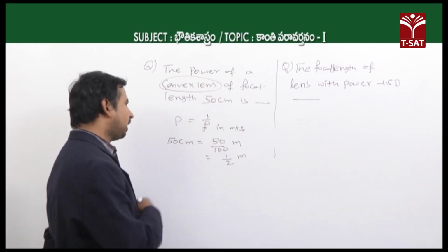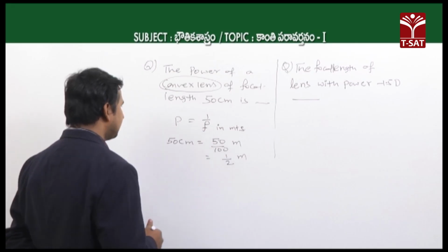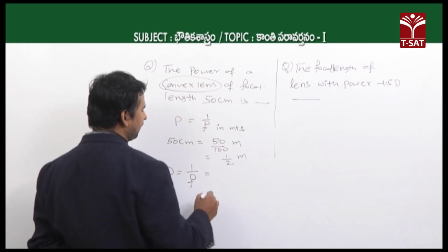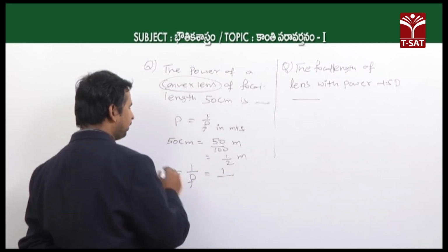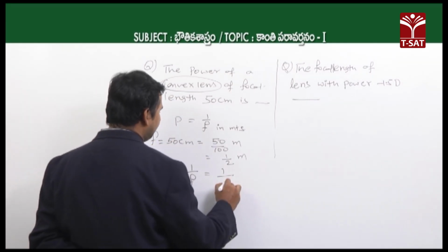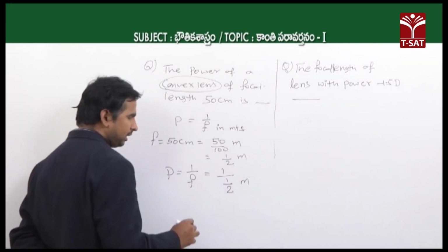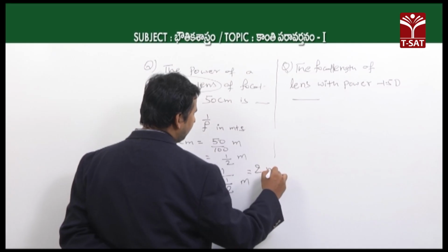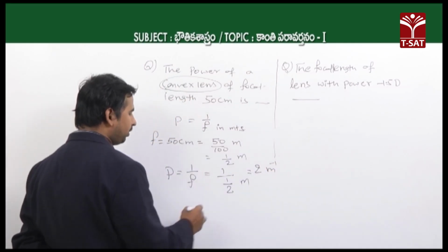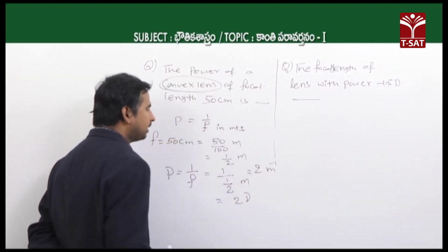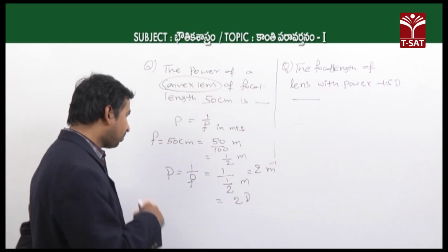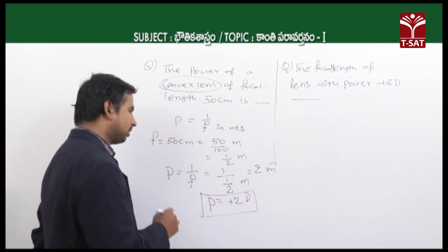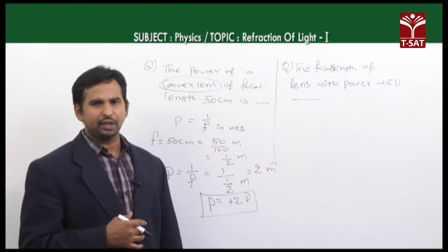As the focal length is in meters, according to our formula, the power of the lens becomes P is equal to 1 by f, which is 1 by 1 by 2 meters. Substituting, we get 2 meter inverse, and that meter inverse we call diopter. As the focal length is positive, the power also becomes positive. Finally, the power of this convex lens is equal to plus 2 D, where D represents diopter.